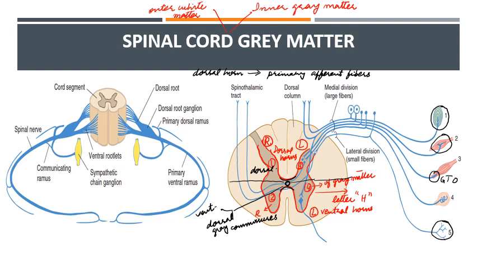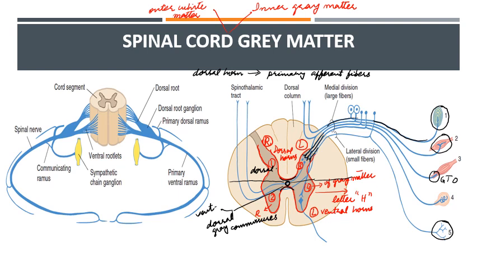So all these fibers enter the spinal cord through the dorsal horn on both sides.